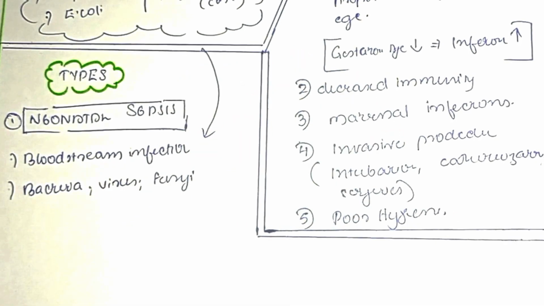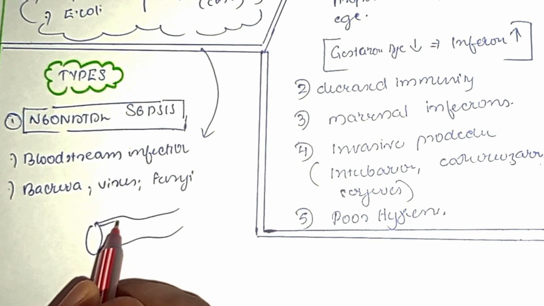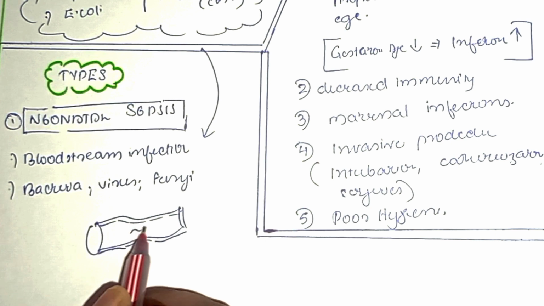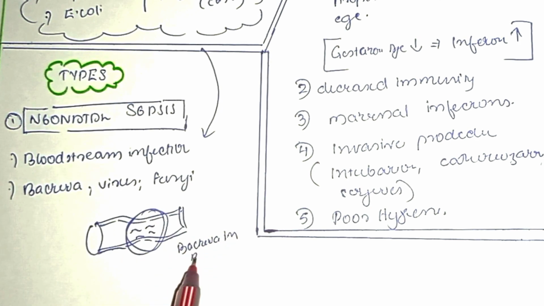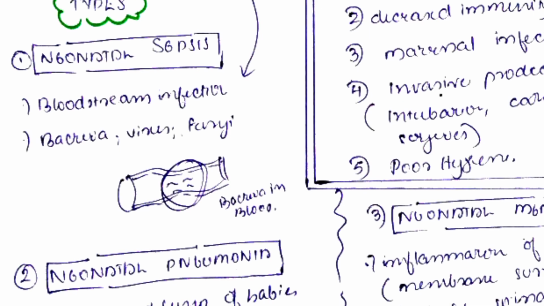It is also caused by the bacteria, viruses, and fungi that we have already mentioned. We have seen the bloodstream that is occurring normally in the body. Here, due to the entry or invasion of the pathogens, we can clearly see the bacteria in the blood, and this causes neonatal sepsis. The second one is neonatal pneumonia.